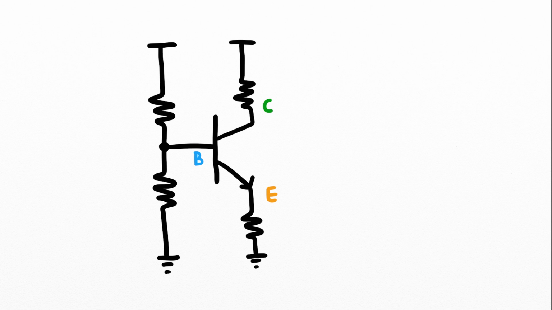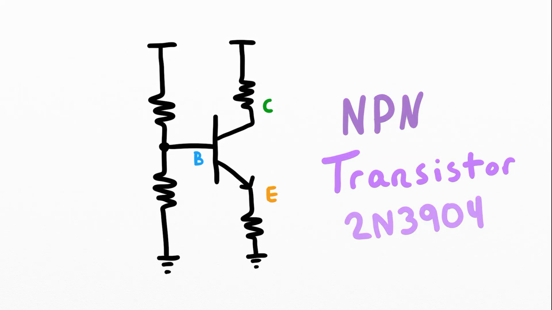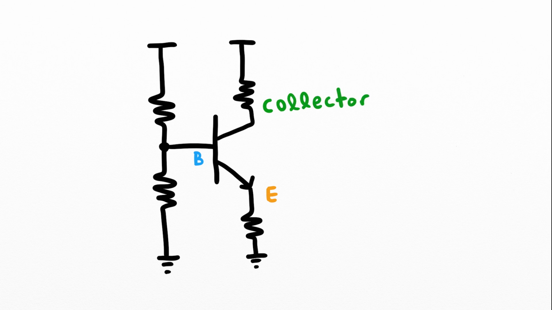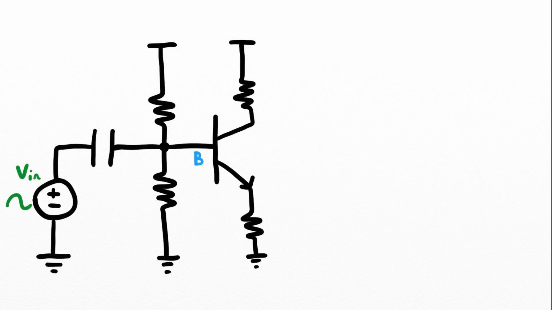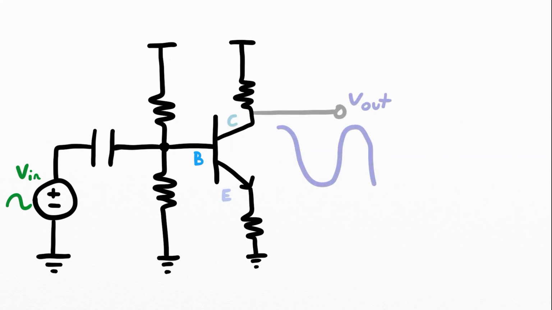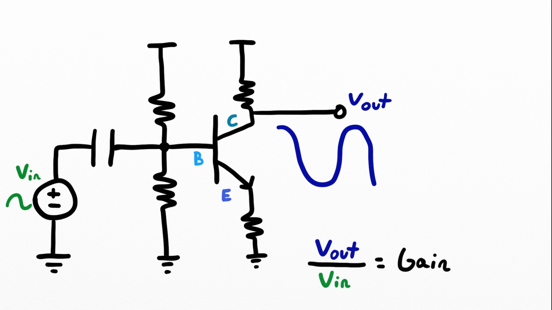In this video we're going to feature the NPN transistor, which has a collector, base, and emitter. The transistor is a three-terminal device. Its input connects to the base of the transistor, and the output is taken from the collector. The goal of the amplifier is to provide gain to the circuit. Gain is the ratio of the output to the input. In this series, we're going to design an amplifier with a gain of 10.